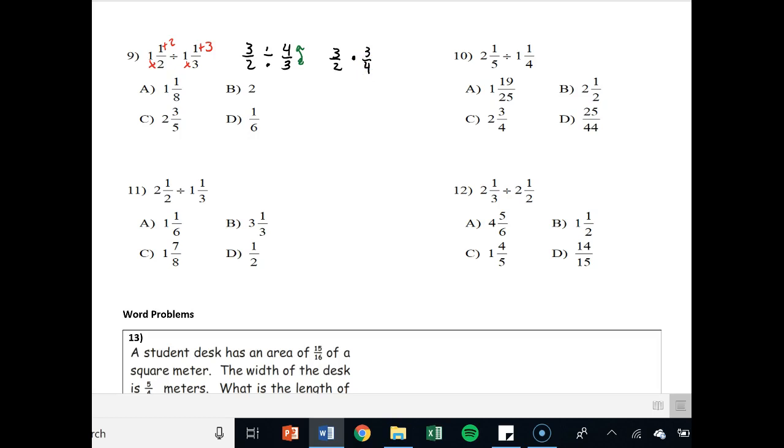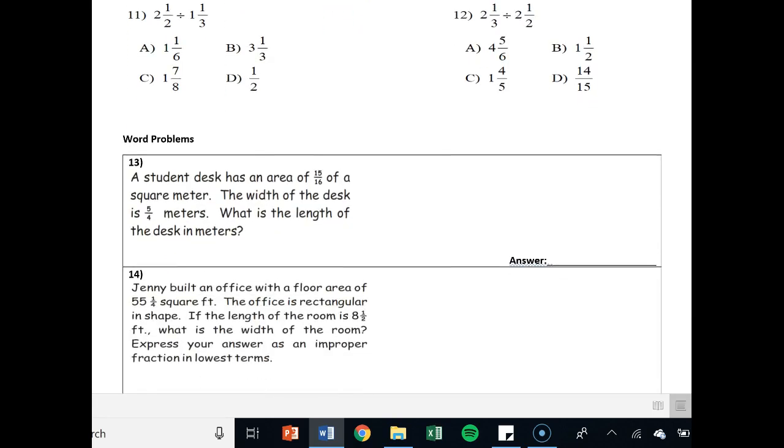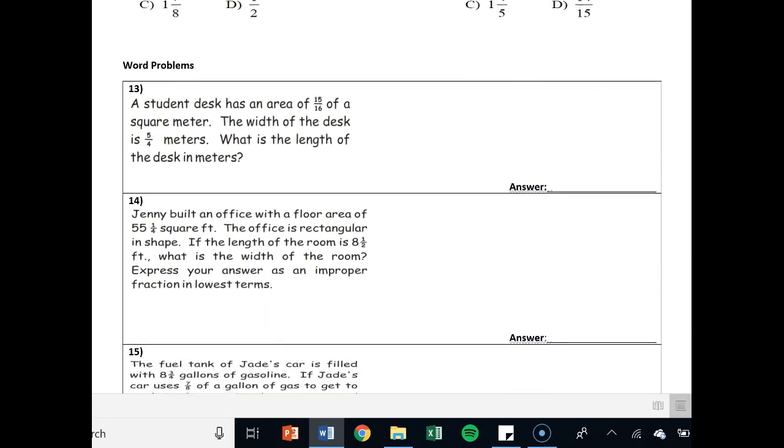All right. Is there anything to cross cancel between 3 and 4 and 2 and 3? The answer is no. So multiply straight across. I get 9 over 8. And again, 8 goes into 9 one time with 1 left over. So that gives me 1 and 1/8. Right? So A. Again, I'd pause the video, copy this exactly how I did it, and then try and do number 10. Alright, I'm actually going to skip number 11. I'll allow you to do that.